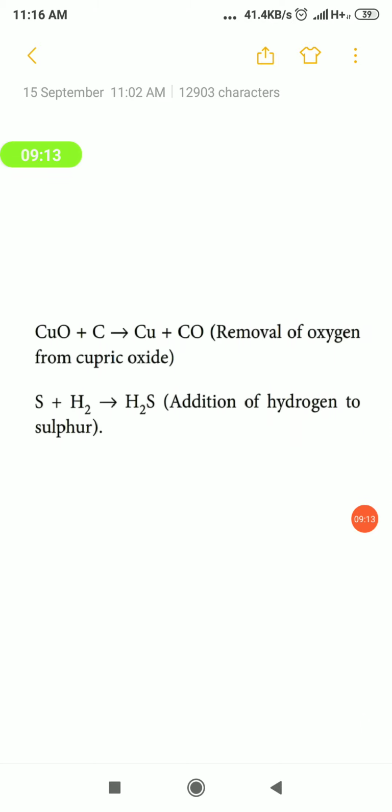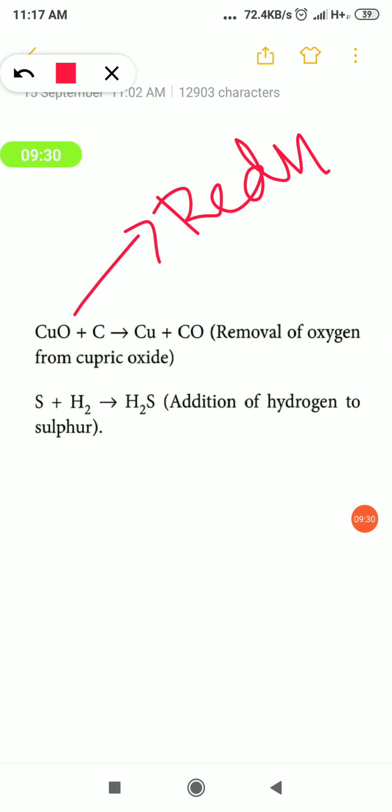CuO, copper oxide plus carbon, which gives Cu plus CO. Then என்ன நடக்குது, from CuO, cupric oxide la irundhu what is removed, oxygen is removed. Removal of oxygen is called as reduction. So here it is an example for what process, reduction. Reduction na enna, removal of oxygen is called as reduction.